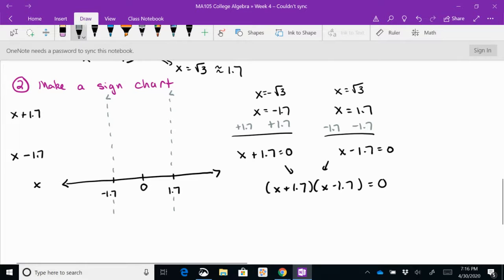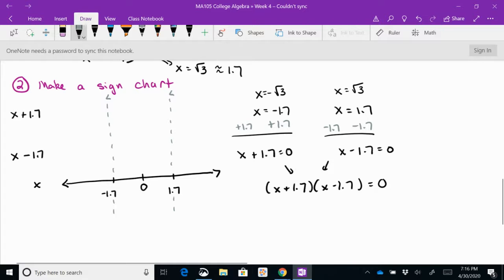Now what I want to do is I've got 3 sections of my chart here. There are 3 areas on my number line, and I want to plug in a number on each side of the number line into my factored expression, into my factor. So the left section we have is the numbers that are smaller than negative 1.7 on the number line. So numbers to the left of negative 1.7 are numbers smaller, and you want to pick one of those numbers. You can pick any number you want.